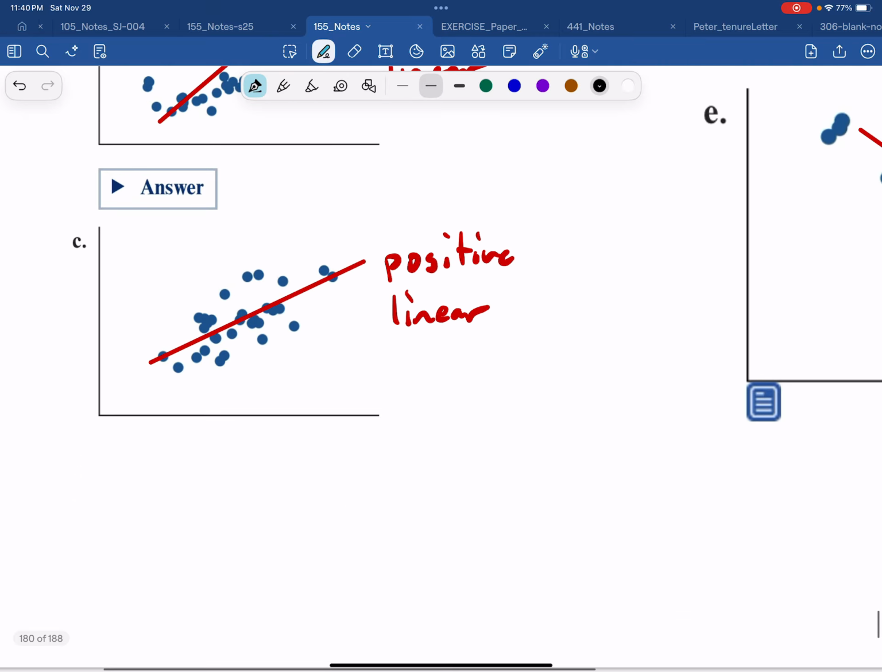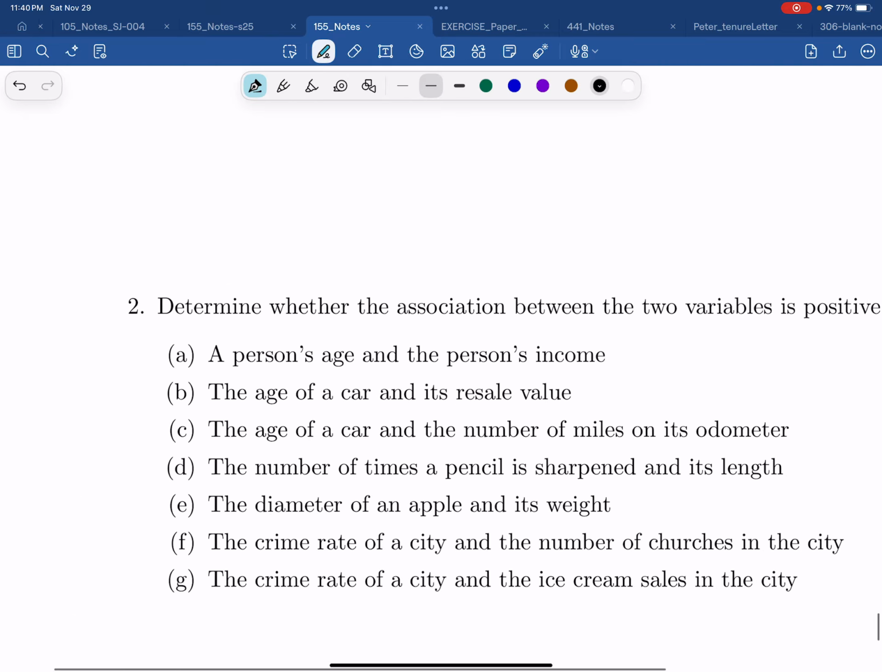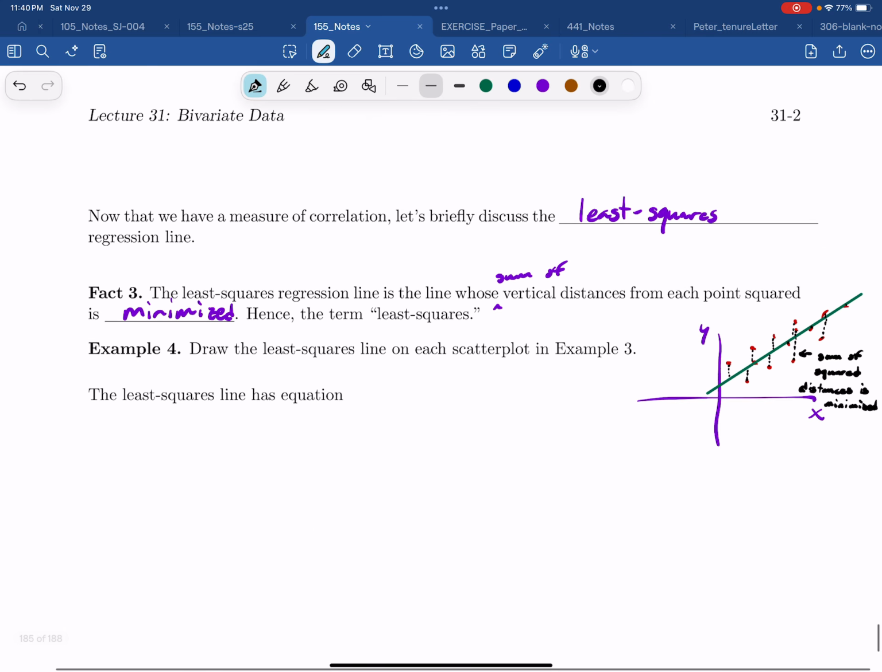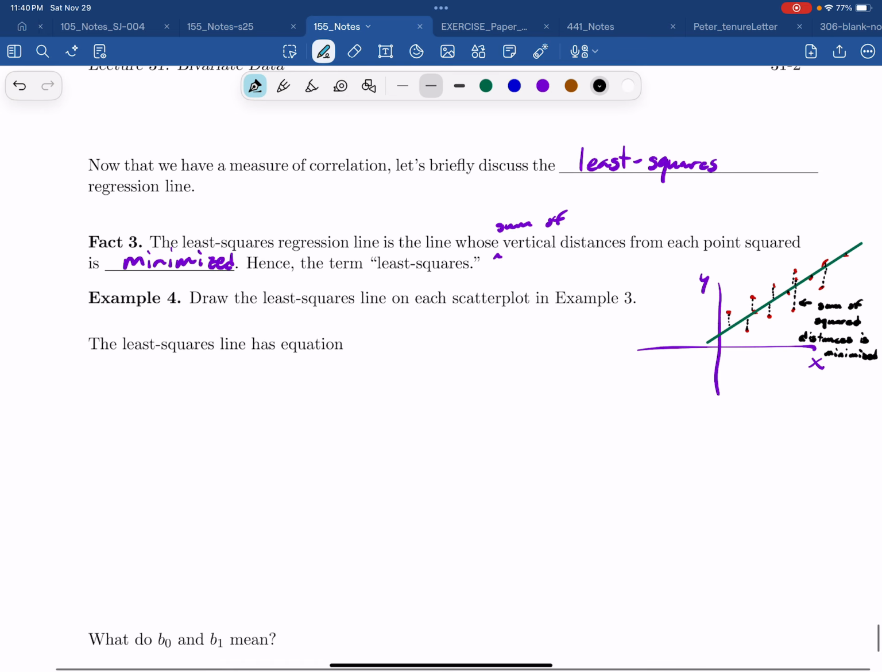Right, but if we ever ask you to draw the least squares line, you're just kind of using your intuition. We let the calculators and computers come up with the precise line, the precise formula. Okay, now the least squares line, what's the equation for that going to be?